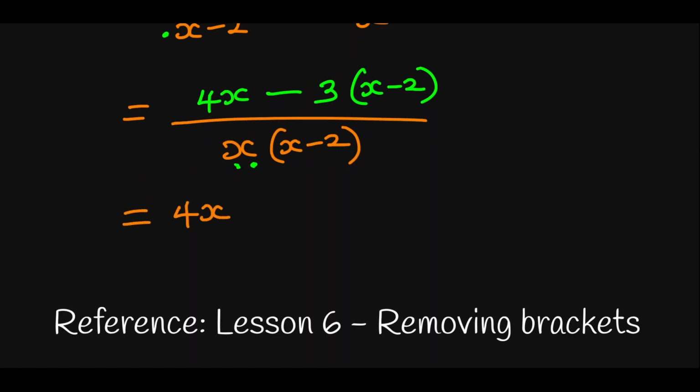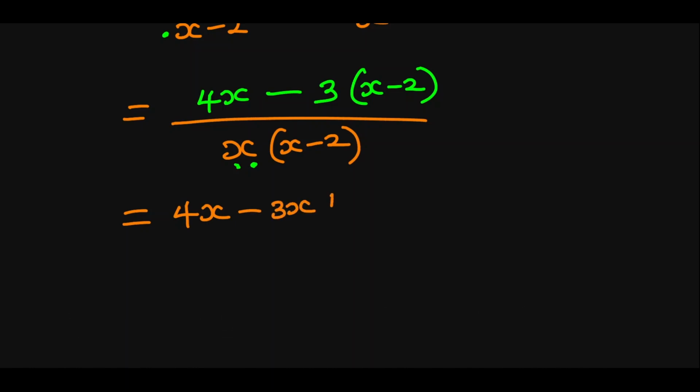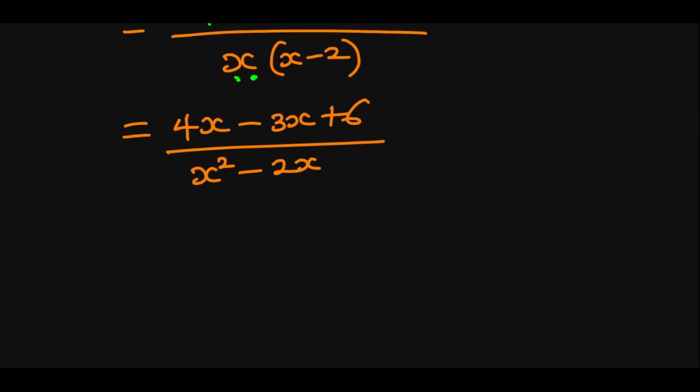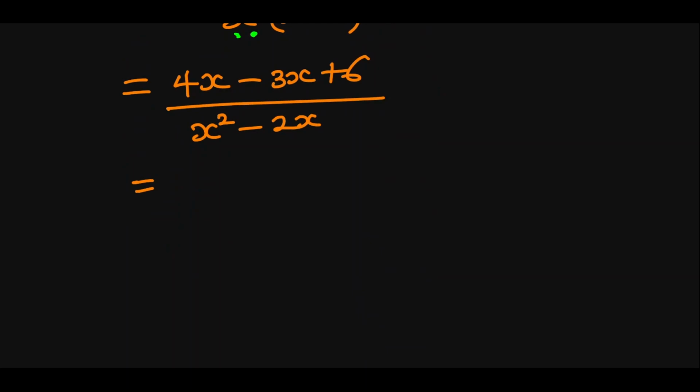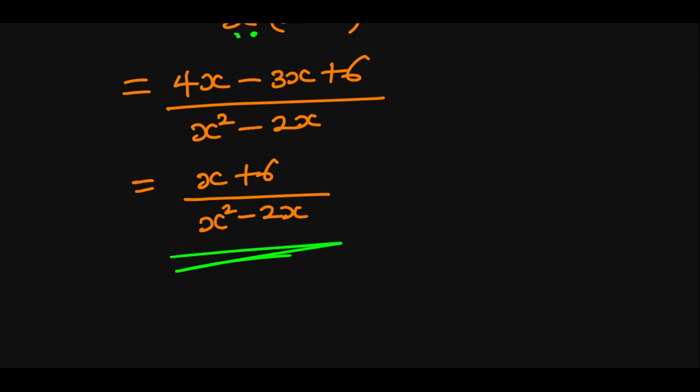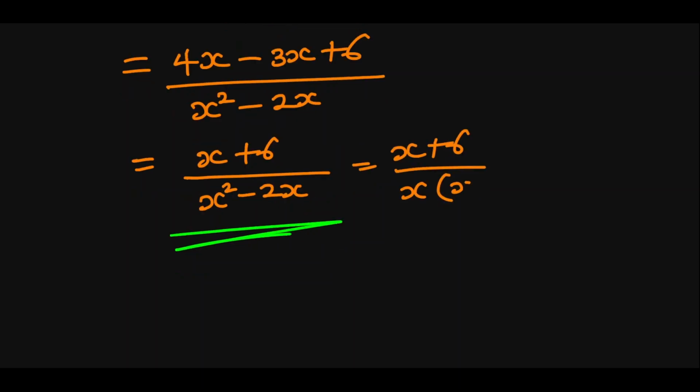So if we remove the brackets, it gives us 4x minus 3x plus 6, that's when we open the bracket above, over x squared minus 2x. That is when we open the bracket below. Or if you don't want to open the bracket below, you can leave it that way. It's still okay. Now to get the simplest form, 4x minus 3x above gives us x plus 6 above. Then below we have x squared minus 2x. So this becomes the final answer. Or if you want to leave it without expanding the brackets below, it gives us x plus 6 over x into x minus 2. This is also an acceptable answer.